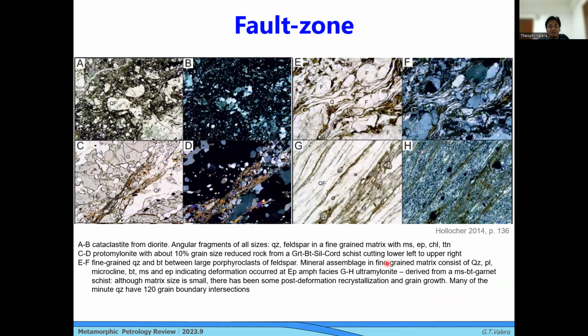Okay? Some fault zone photomicrographs. So you see here these cataclastic textures, these protomylonite textures. How do you identify if it's already protomylonite, mylonite, or ultramylonite? It depends on the dominant grain size. So for example here, 10% of the grain size has been reduced into finer matrix, so it is protomylonite. Ultramylonite is 90 to 100% fine materials.